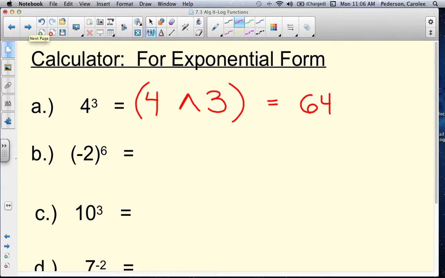Now the next one, be careful. You do want to put the parentheses in. So in your calculator, it's going to look like this. -2, finish off the parentheses, then caret symbol, and 6.